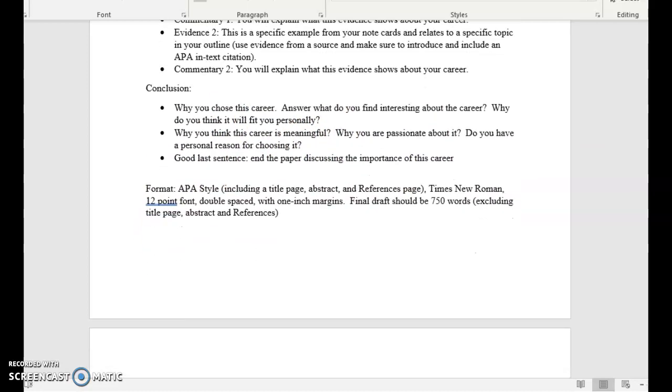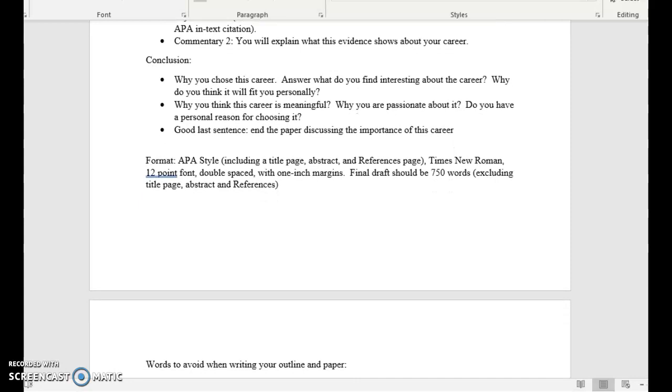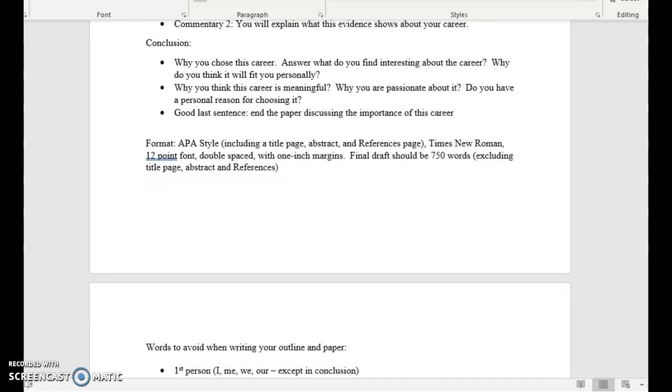I want to go ahead and talk about the format of the paper, and then I'm going to finish talking about the outline. So you are writing this paper in APA style. Now, hopefully you guys did an APA style paper for me before. I believe you did, because I think the Beowulf hero or villain paper was in APA style. So if you remember that, you will have a title page, okay?